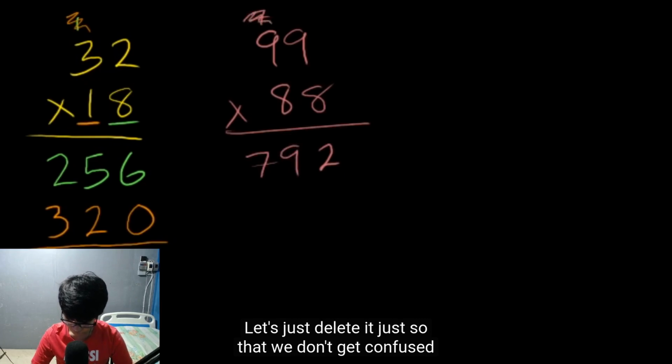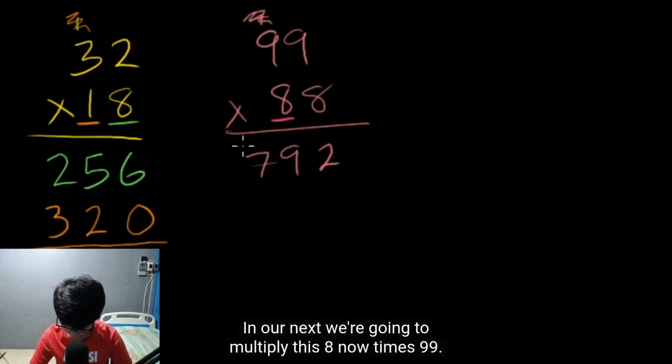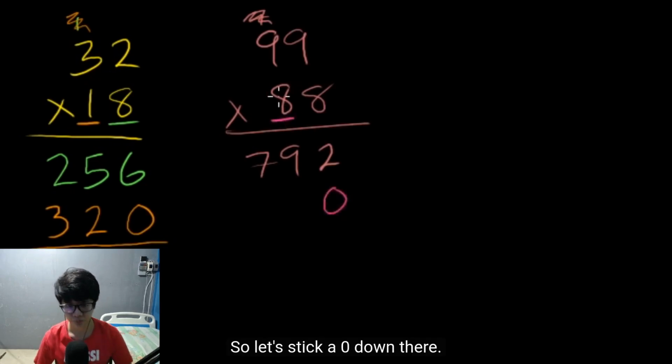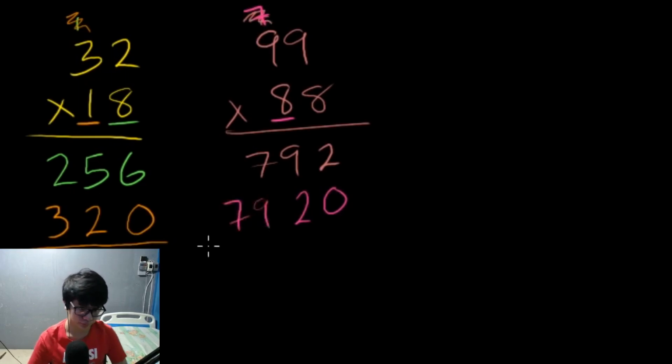Let's just delete it so that we don't get confused in our next step. In our next step, we're going to multiply this 8 now times 99. But this 8 is an 80. So stick a 0 down there. 8 times 9 is 72. Stick a 7 up there. Then 8 times 9 is 72, plus 7 is 79.